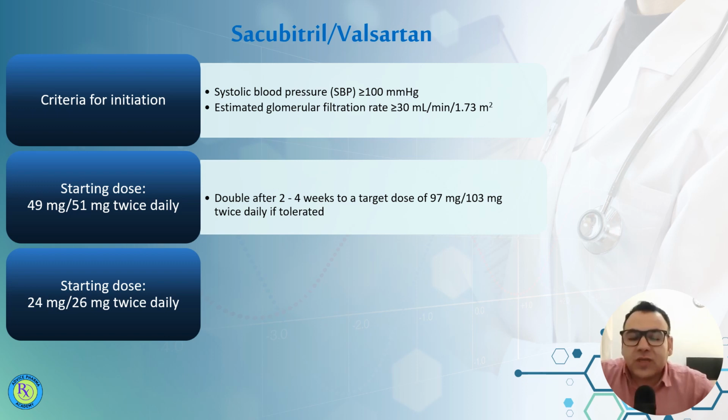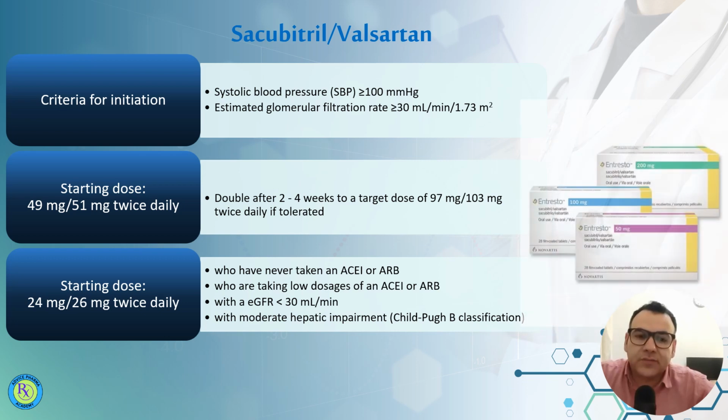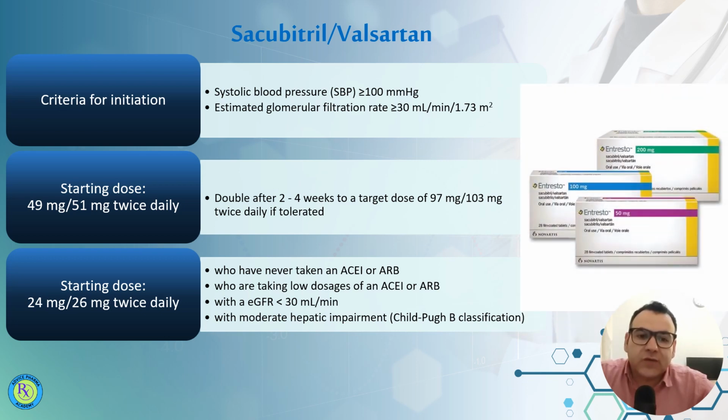The starting dose can be reduced to 24/26 twice daily, which is Entresto 50, in patients who have never taken any ACE or ARB, or are taking a low dose of ACE or ARB, or have a low GFR less than 30, or moderate hepatic impairment of Child-Pugh classification class B. So the product is available in three strengths: 50 mg, 100 and 200 mg.